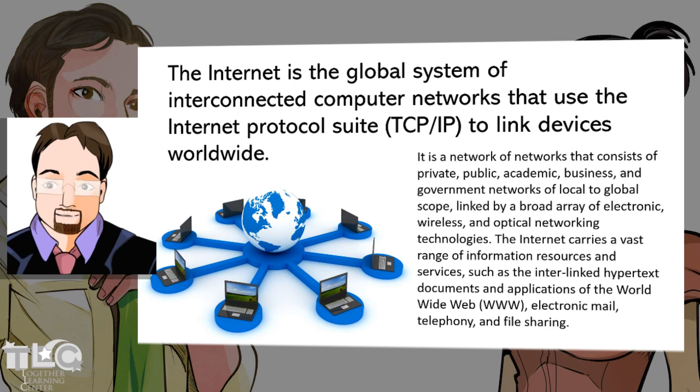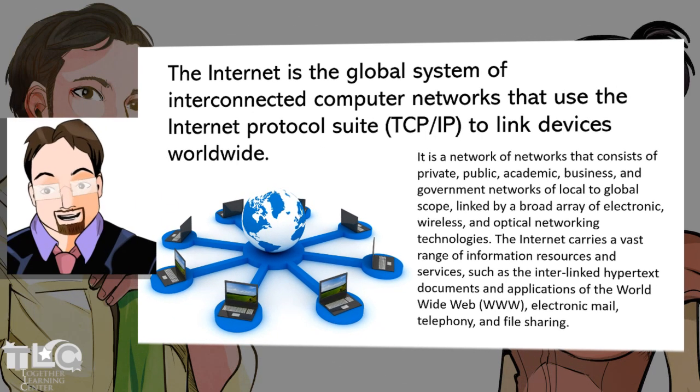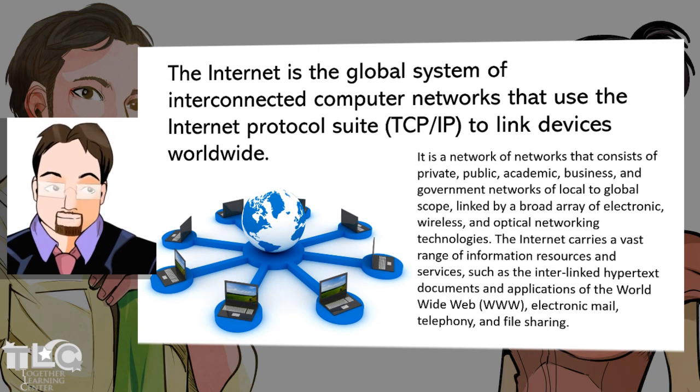If you wanted to call the internet something, you can call it a network of networks. You might have a few PCs that are connected to each other in a local network, but those local networks are then connected to bigger networks, and those networks connected to other networks, and they're all connected to each other.